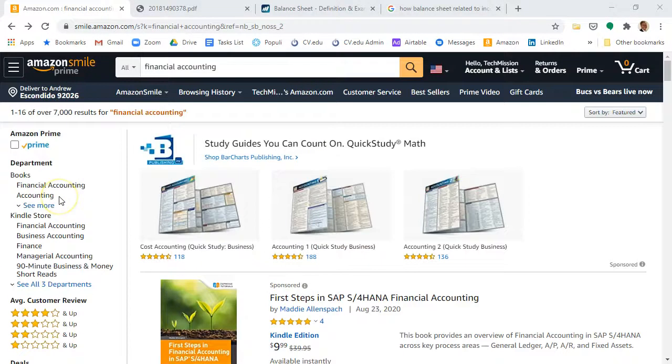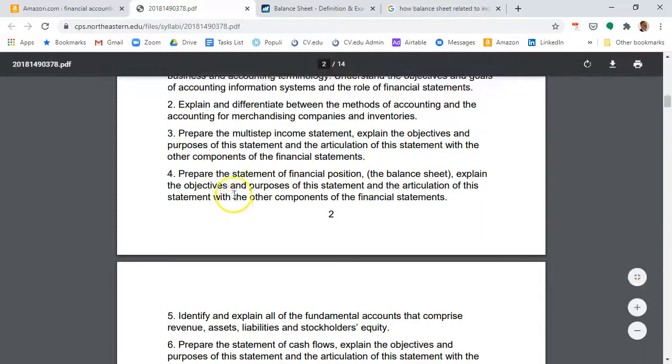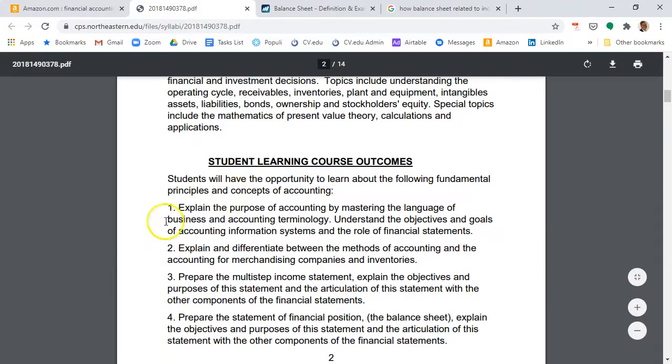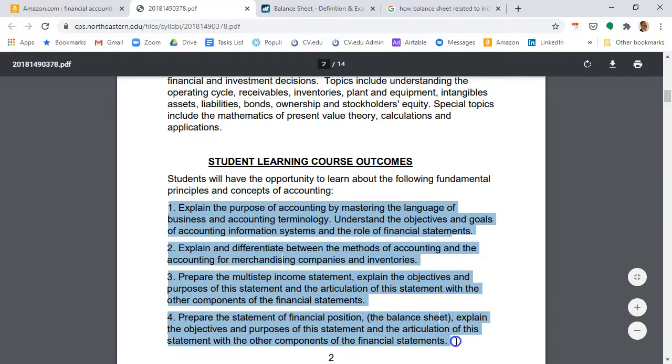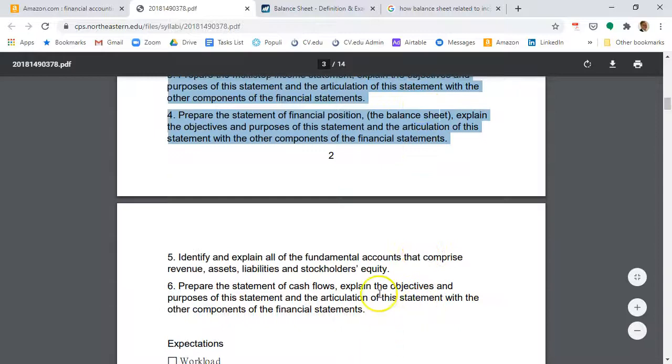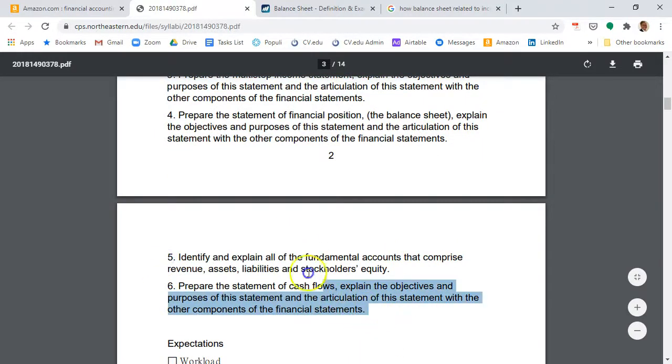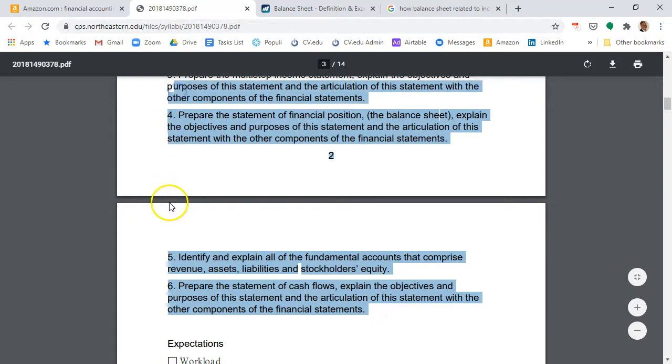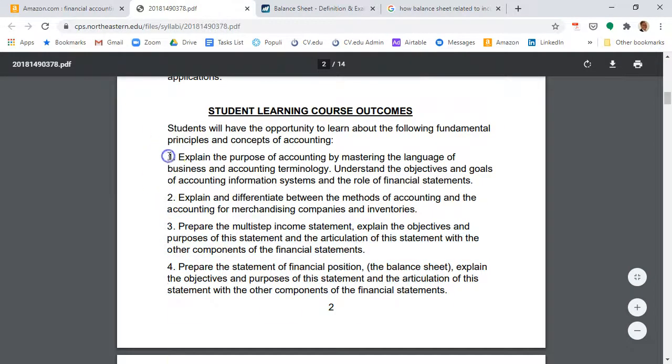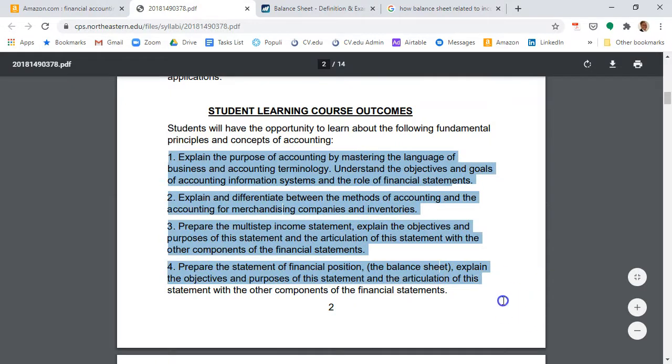I'm going to use the example of accounting. In accounting, you have these student learning outcomes. What I would recommend is that you cut and paste these into your learning narrative section. It looks like there are 6 in this case. So you would cut and paste all 6 of these into your learning narrative section, and then that's essentially your section headings that you're going to use in there.